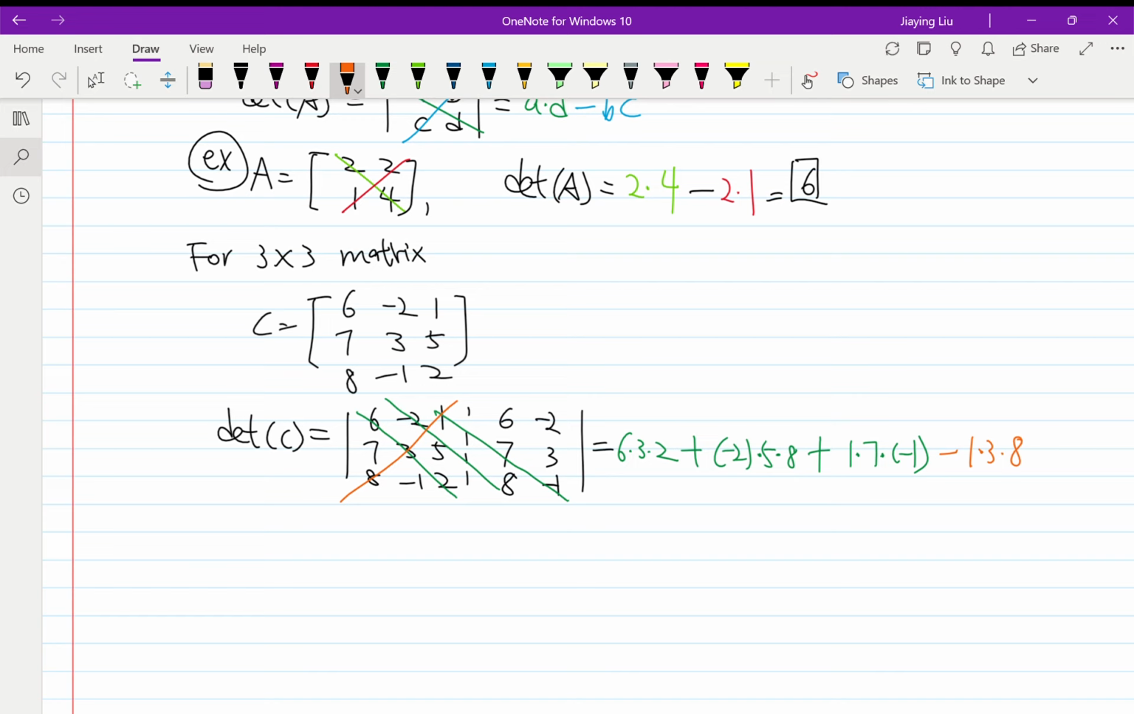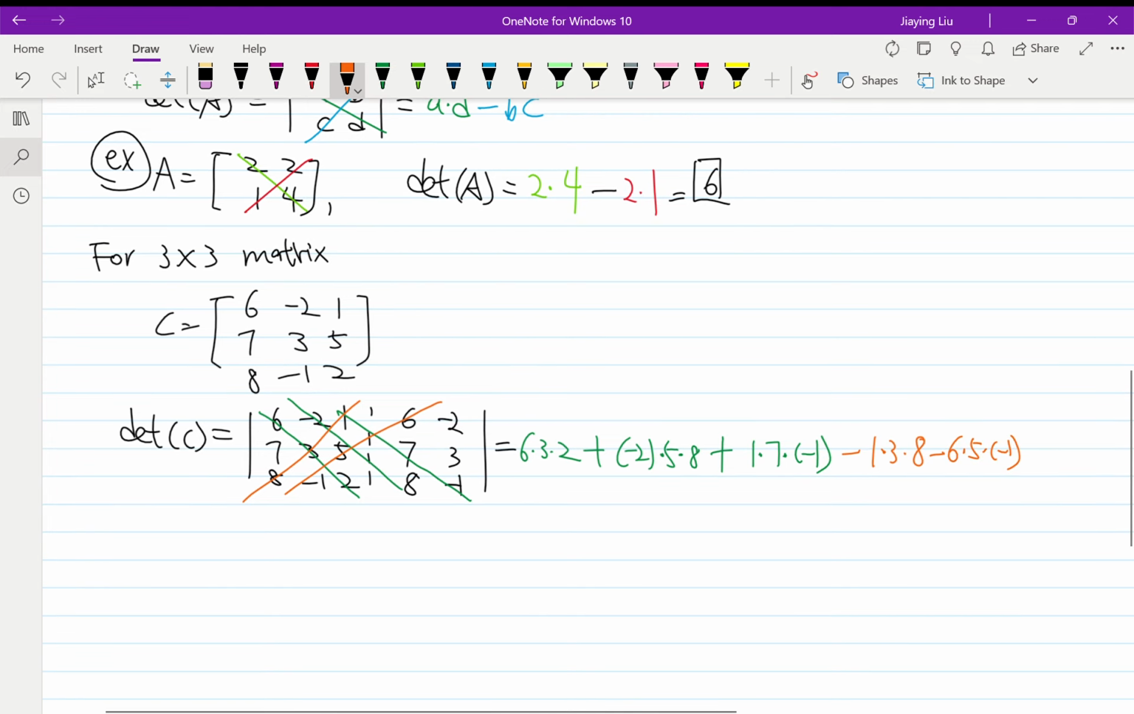And I can draw another forward slash that goes through 6, 5, negative 1. So minus 6 times 5 times negative 1. And then I can draw another one that covers 3 numbers, negative 2, 7, 2. So minus negative 2 times 7 times 2. So this is what I do to set it up.